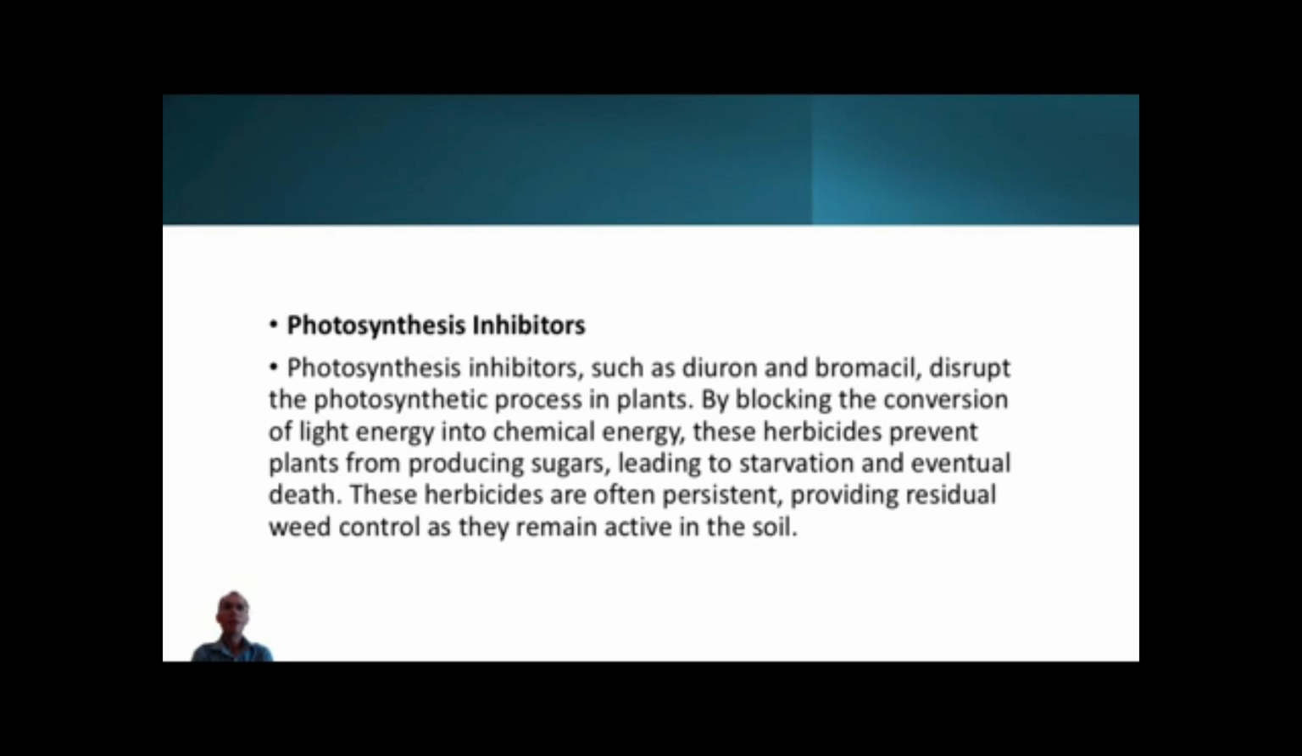Photosynthesis inhibitors. Photosynthesis inhibitors, such as diuron and bromacil, disrupt the photosynthetic process in plants by blocking the conversion of light energy into chemical energy. These herbicides prevent plants from producing sugars, leading to starvation and eventual death. These herbicides are often persistent, providing residual weed control as they remain active in the soil.